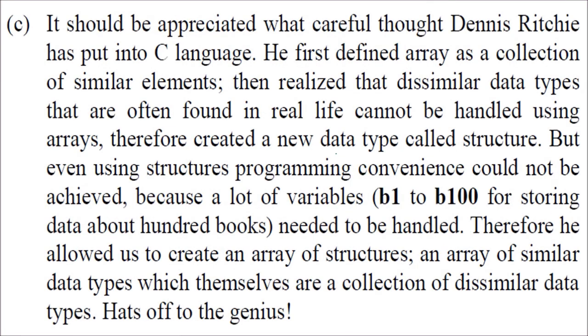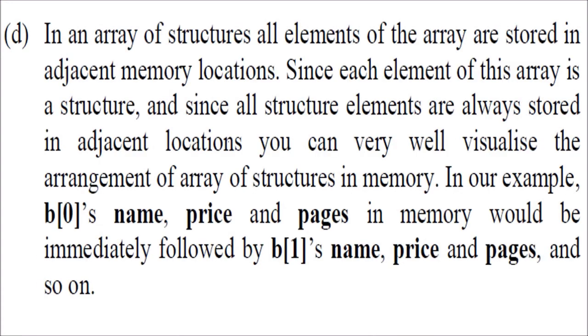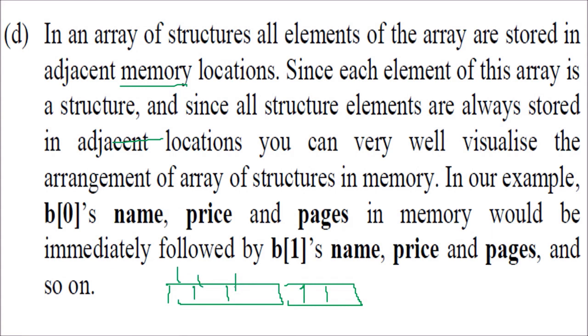And this is very good because Dennis Ritchie has really given us this array of structure, which makes our life quite easier. And all elements of the array of structures are stored in adjacent memory locations. First B0 content will be there, then B1. So this is name, price, pages for B0, name, price, pages for B1, like this.